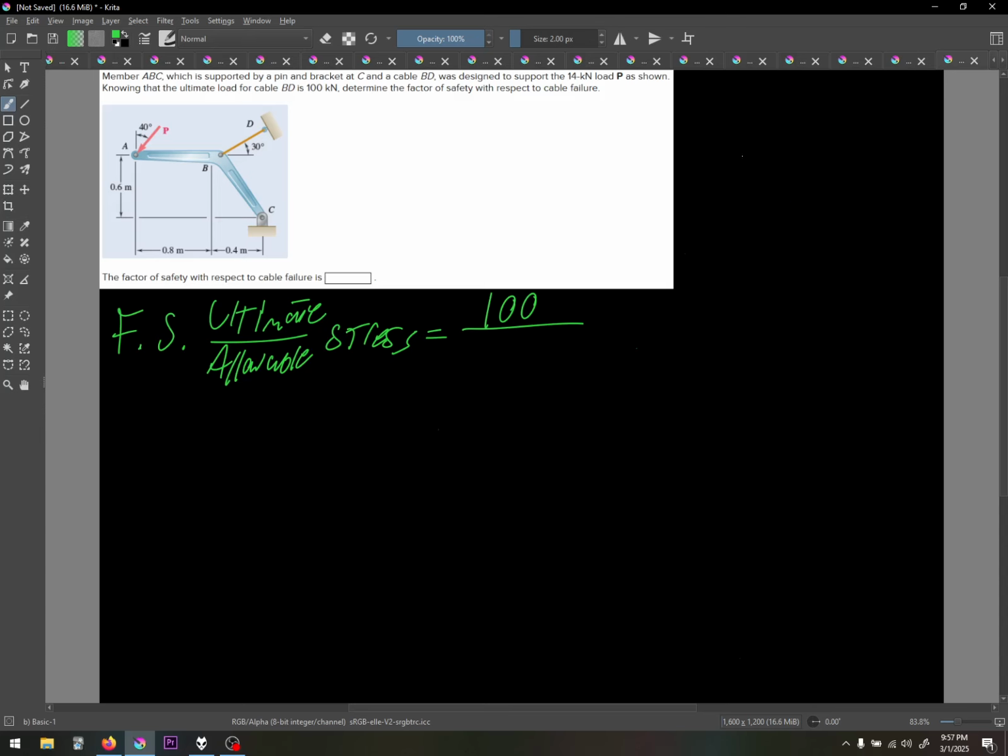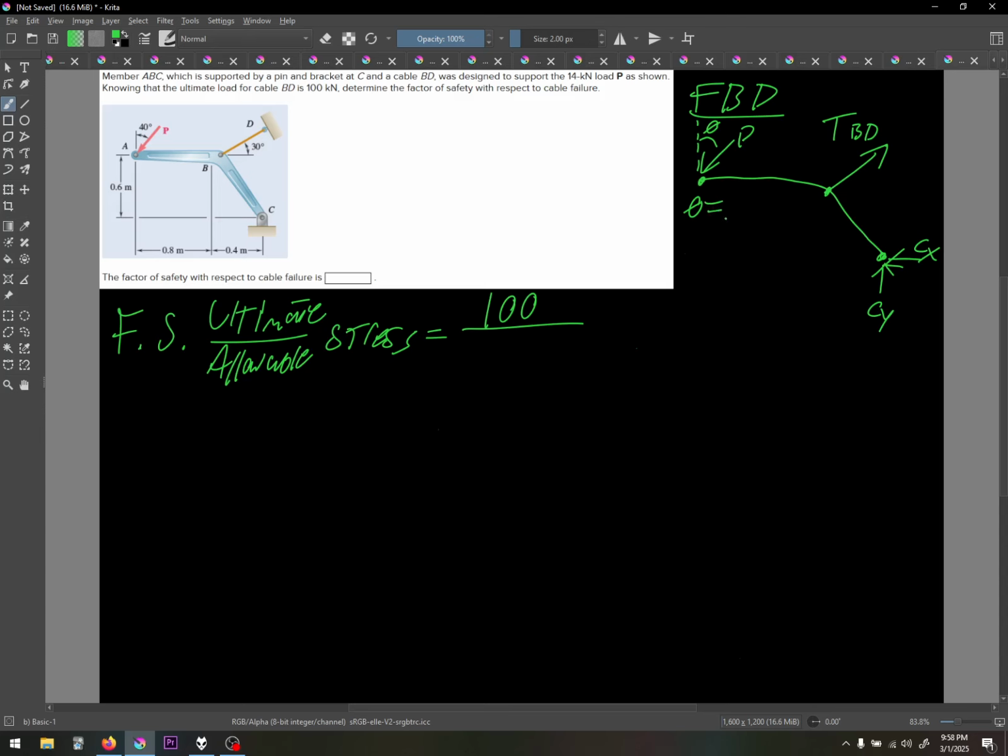Here. So let's draw a free body diagram. It's going to be TBD. This is point A, point B, point C. We're going to have reaction forces CY and CX. And then right here, we're going to have force P. And right there, we're going to have theta.